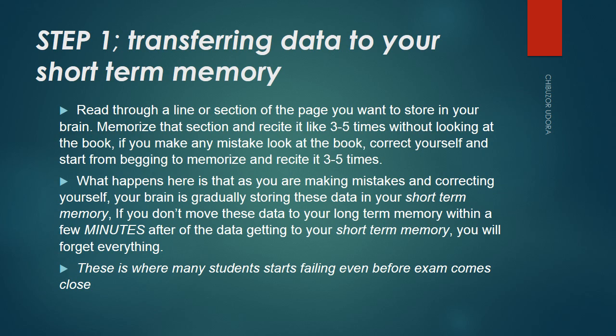Now, read through a line or section of the page you want to store in your brain, maybe a definition or types of things or whatever it is you want to memorize. Read through that section, memorize it and recite it like 3 to 5 times without looking at the book. If you make any mistake while memorizing it, look back at the book, correct yourself, and start from the beginning to memorize and recite it 3 to 5 times again.